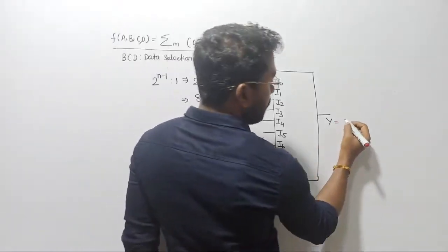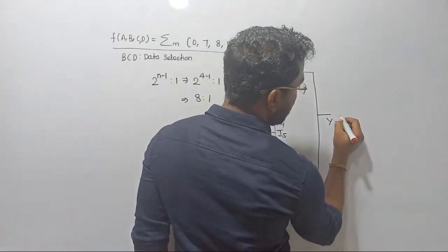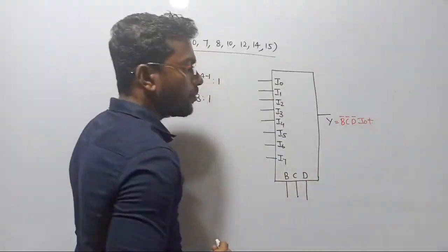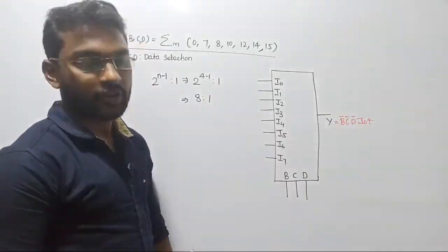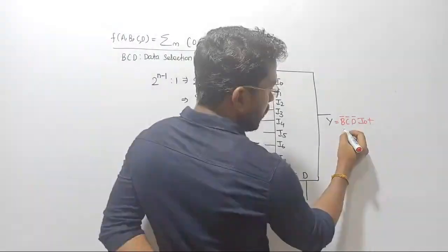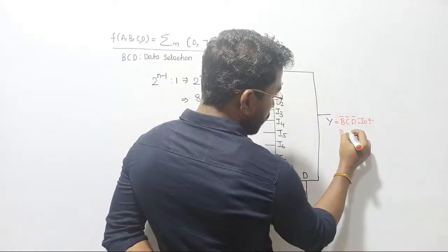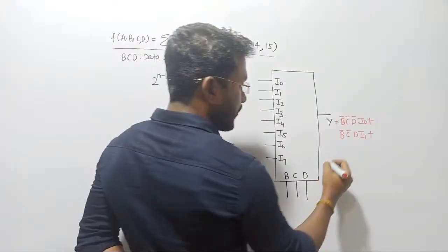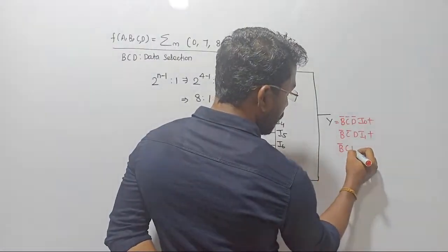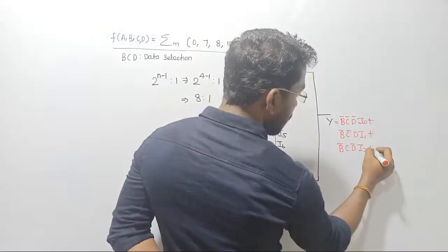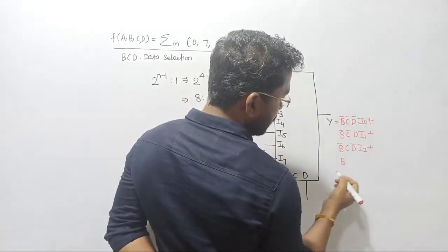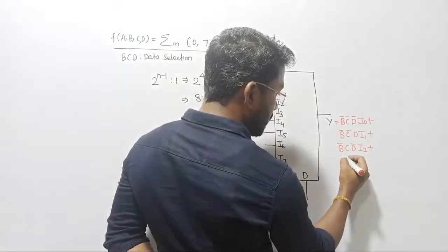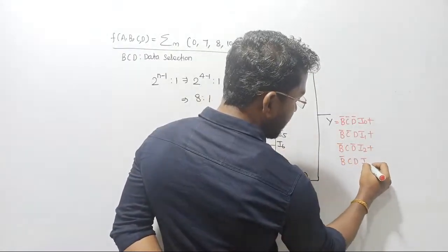Now the first one: when B, C, D are all 0, automatically I0 will be enabled, such that your output is going to be B bar, C bar, D bar into I0. Do you all agree with me? With 001, we are realizing I1, the second pin will be enabled. Next we consider 010, and the I2 pin will be enabled. Next 011, I3 will be enabled.